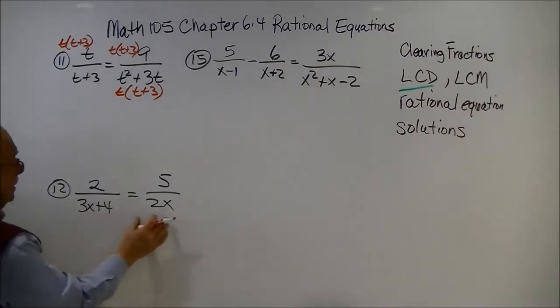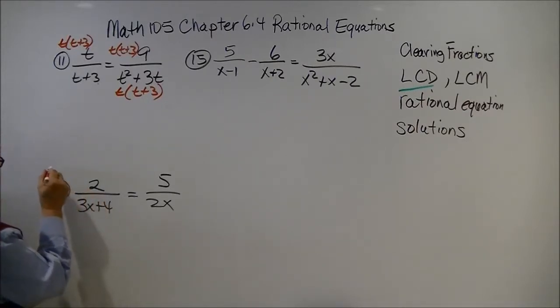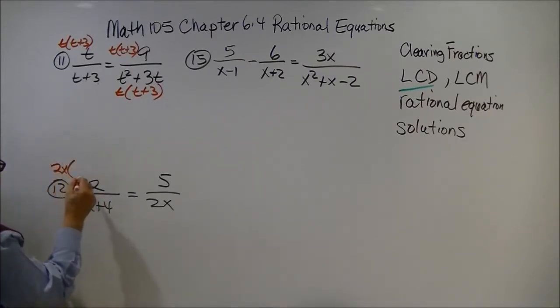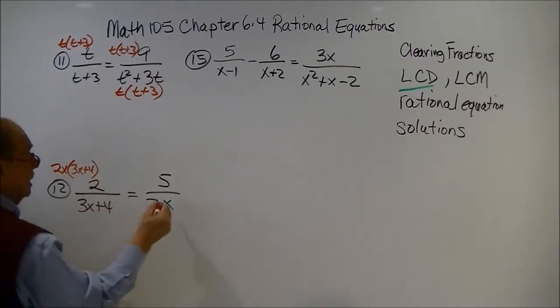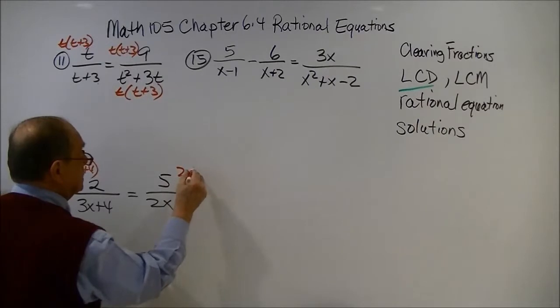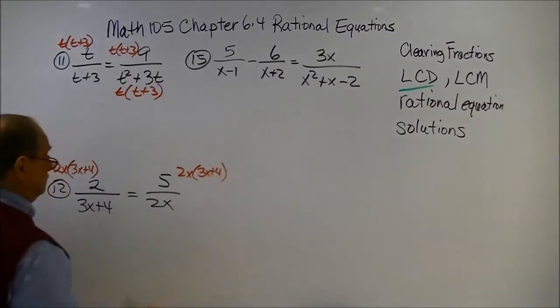And then as we look at this, our common denominators here, we can't factor anything, so it's going to be 2x and then 3x plus 4. And again, 2x and 3x plus 4.